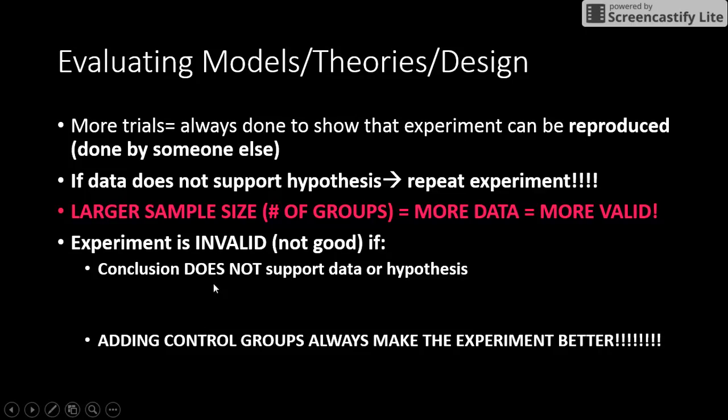If the conclusion does not support our data or doesn't include our data, then it's not a valid experiment. Adding control groups always make the experiment better. Adding that group that doesn't get the independent variable will always make it better.